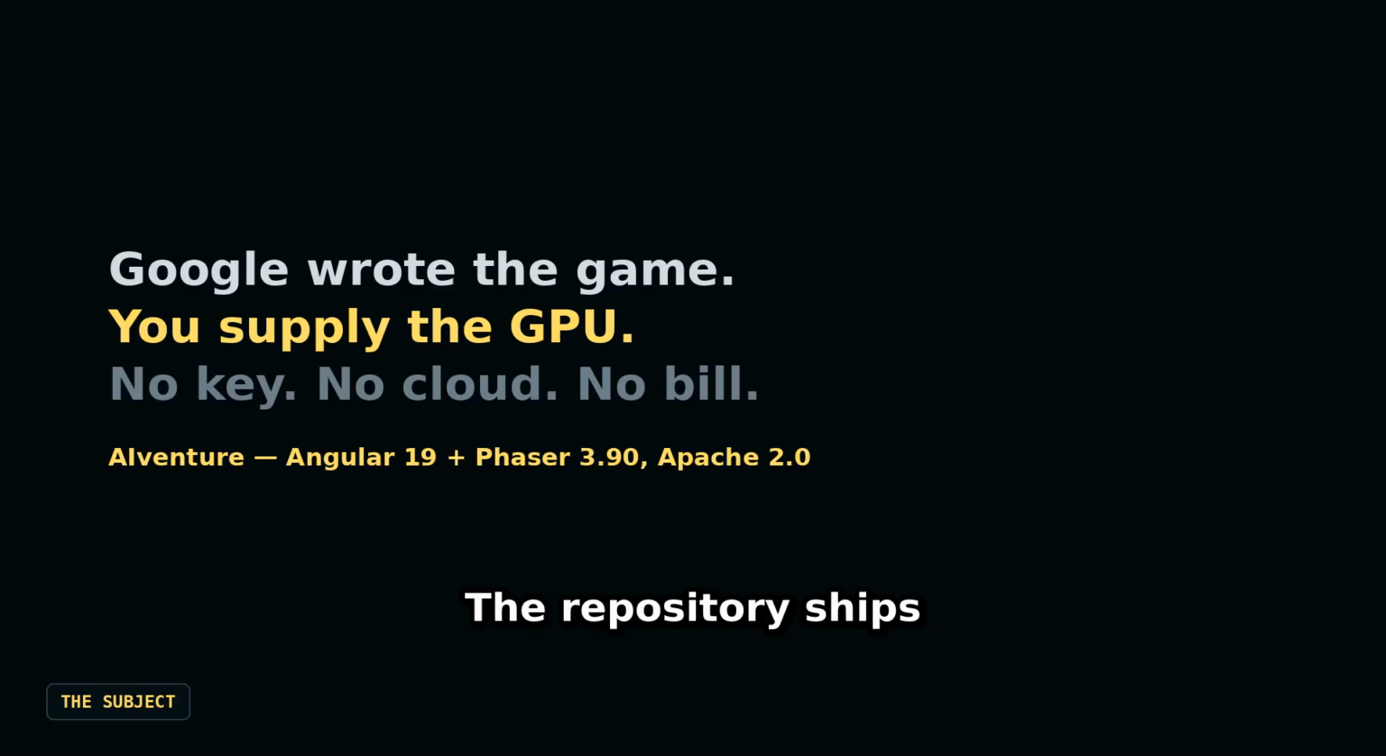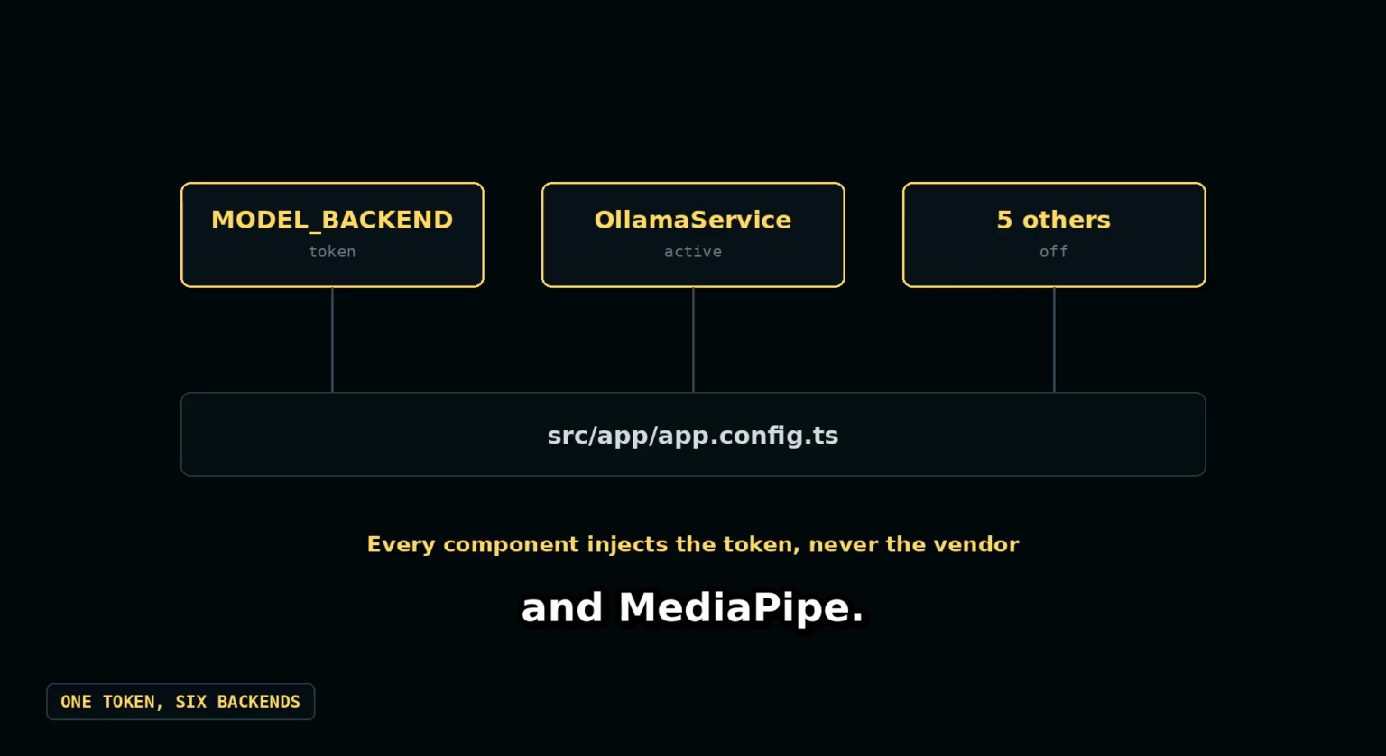The repository ships 6 model backends: Gemini, Ollama, LM Studio, Transformers.js, the Chrome Prompt API, and MediaPipe. Exactly 1 is active at a time. Here is the part worth stealing. Every component in that application injects an injection token called model backend. Not a vendor SDK, not a Gemini client, an interface.